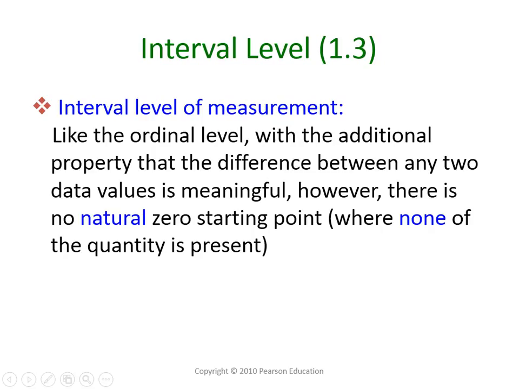ACT scores is a good example of an interval level of measurement. You can't get a 0 on the ACT. You're going to get a score of somewhere between 1 and 36. Getting a score of 27 is 1 point better than getting a score of 26. Getting a score of 36 is 1 point better than getting a score of 35. That difference between there is a significant amount.